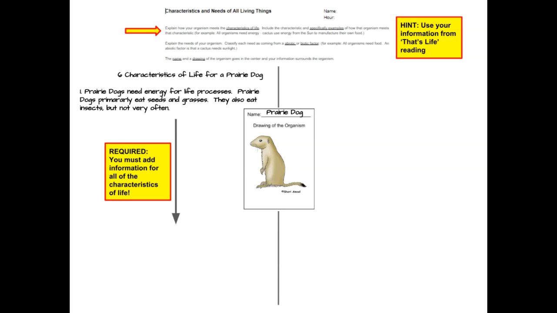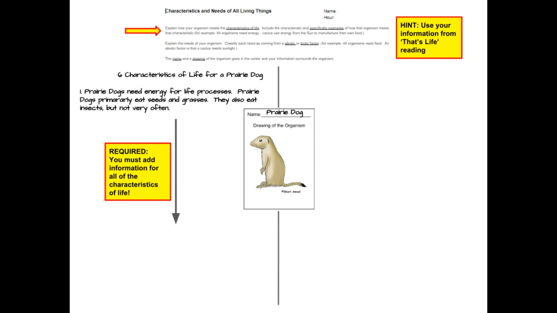So here's my first example. Now there are 6 characteristics, so I'll need 6 on the left side. But as you can see here, I chose the first one as an example for you. Prairie dogs need energy for life processes. Prairie dogs primarily eat seeds and grass. They also eat insects, but not very often.